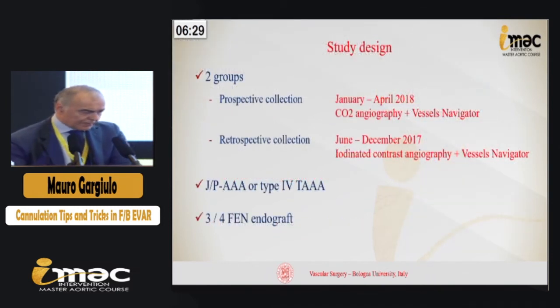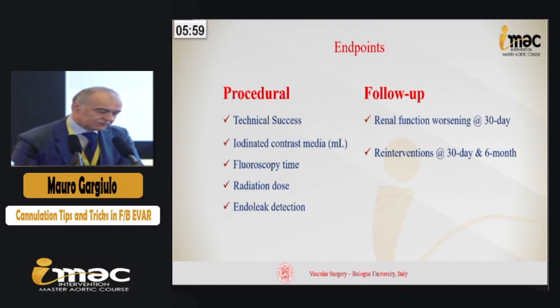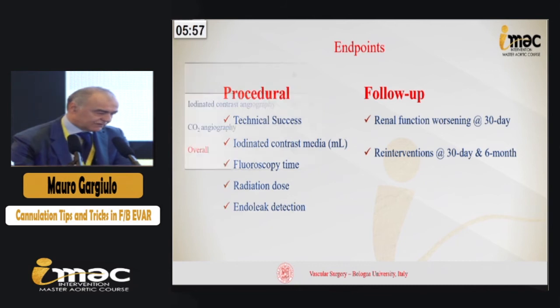We defined 2 groups, one prospectively collected and the second retrospectively collected, in juxtarenal and pararenal abdominal aortic aneurysm and type 4 thoracoabdominal aortic aneurysm treated with 3 or 4 fenestrated endografts. These are the protocol endpoints, the procedure and follow-up endpoints: procedural technical success, iodinate contrast medium, fluoroscopy time, radiation dose, endoleak detection, and follow-up renal function worsening in the perioperative period, and reintervention after 30 days and 6 months.